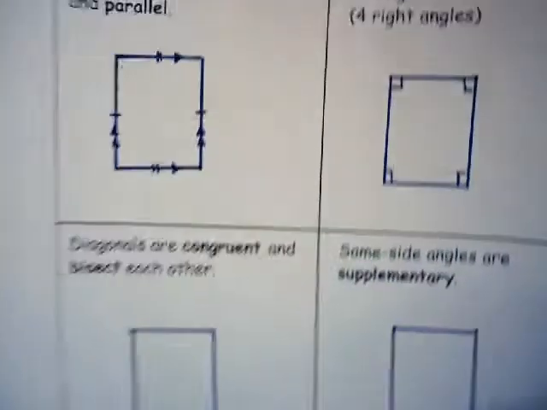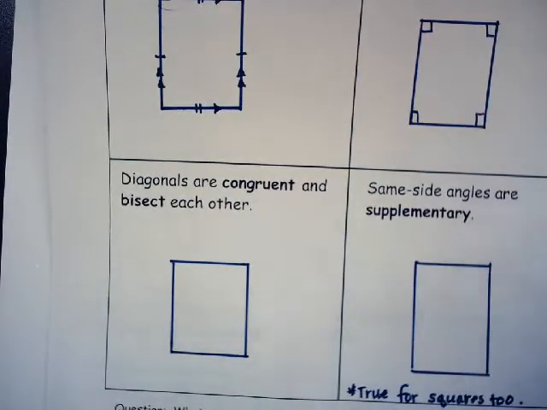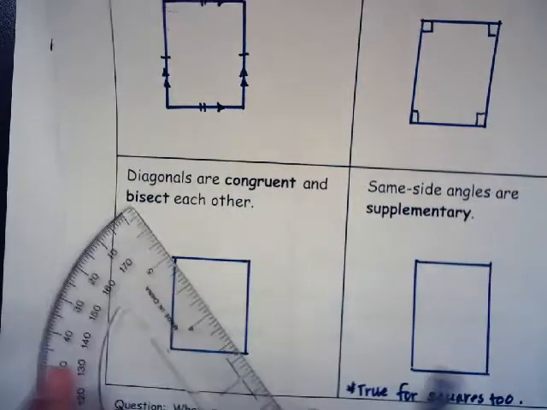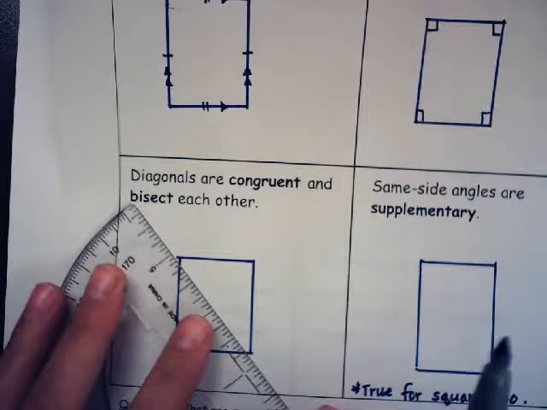Diagonals are congruent, and they bisect each other. So where did my straight edge go? It's always nice when you're doing notes. Let me pause it. Did you miss me? I'm back. The diagonals are congruent and they bisect each other.